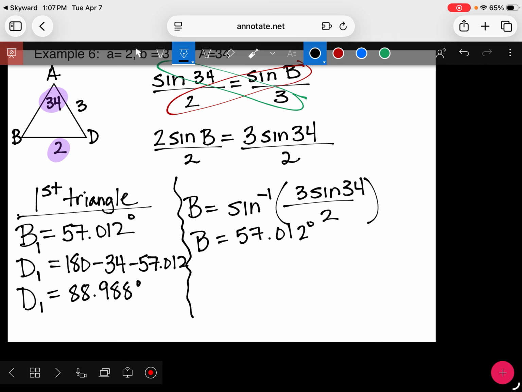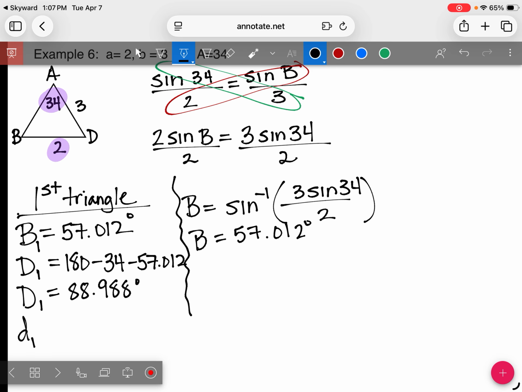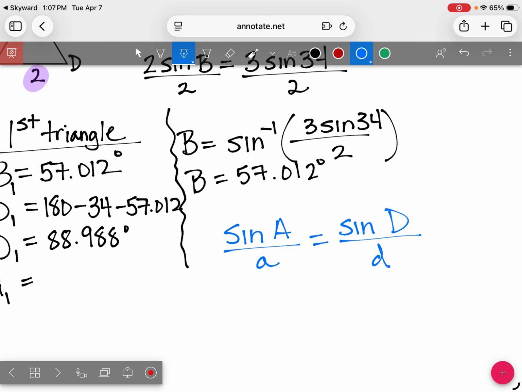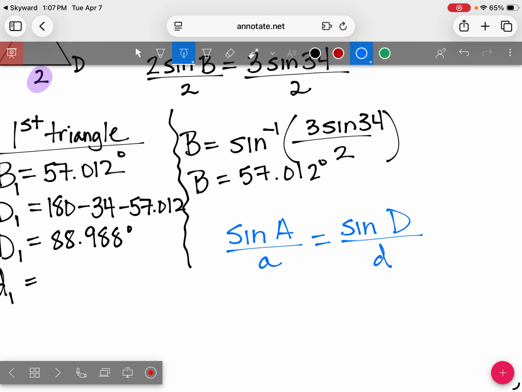So let's go ahead and do that. So in order to find that, this is my formula, I'm going to take the sine of A over a and set that equal to the sine of capital D over little d. So go ahead and fill in your numbers and solve it for that side.